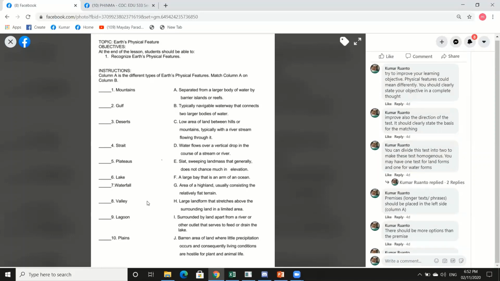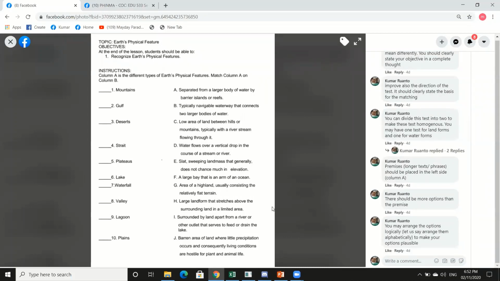So again, when writing matching type, it should be of the same kind. And also there should be more options. So if there are 10 premises, there should be more than 10 options. Okay, you may arrange this in logical order, or in alphabetical order, from A to Z or Z to A.